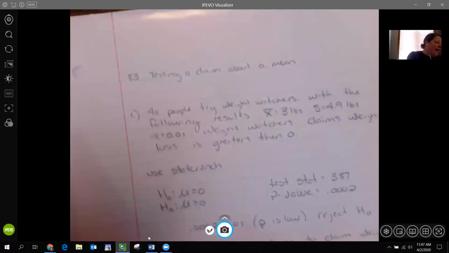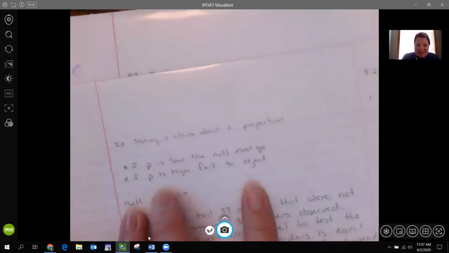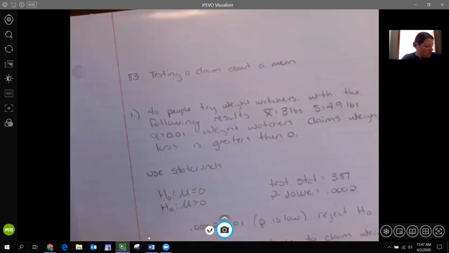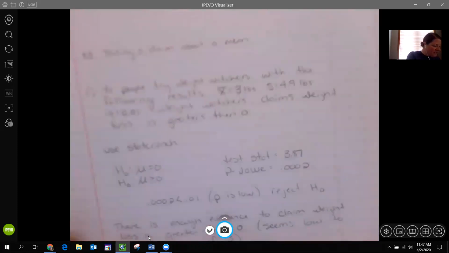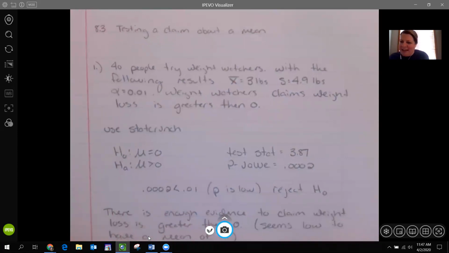We want to remember that if your P is low, the null must go. If your P is high, you're going to fail to reject, okay? So here's my first example. 40 people try Weight Watchers with the following results. With the mean, remember that's the sample mean of 3 pounds, the sample standard deviation of 4.9 pounds, and we want the significance level of 0.01, which refers to that 99% accuracy.